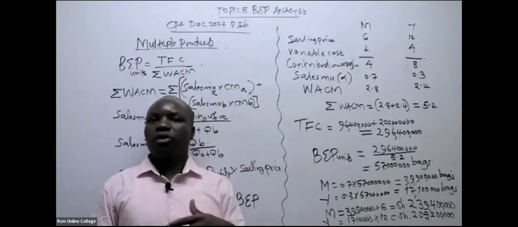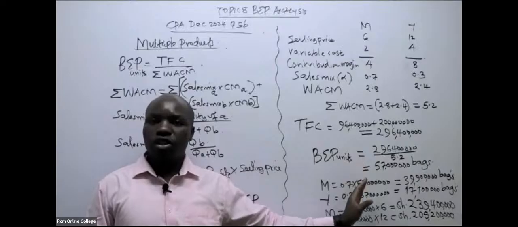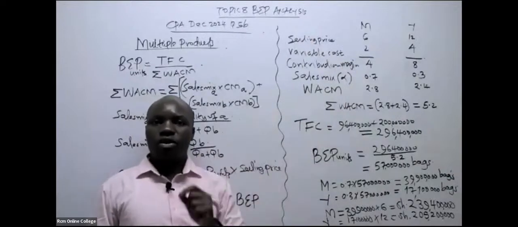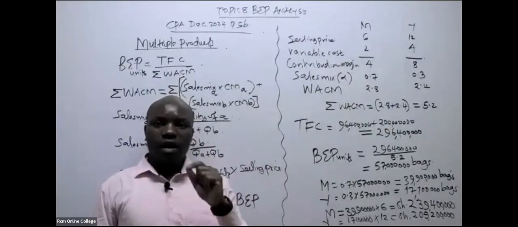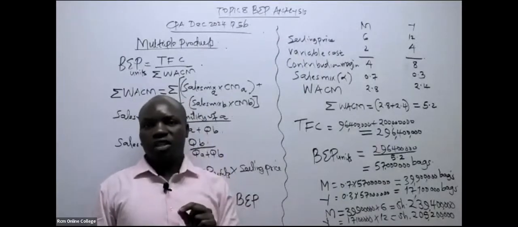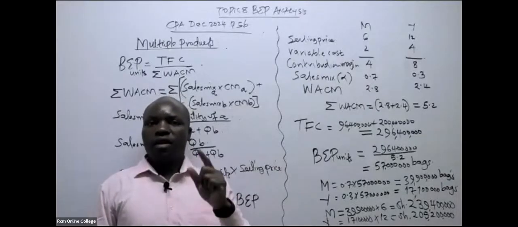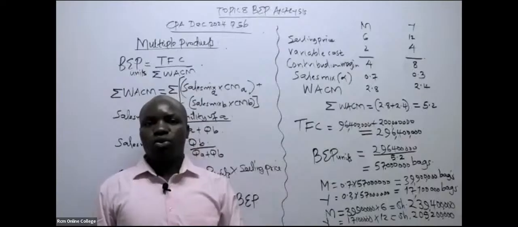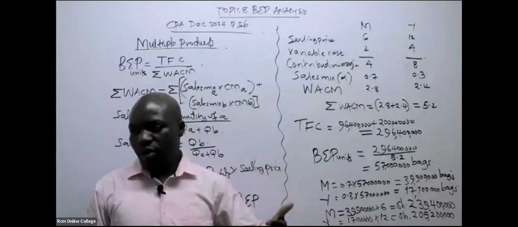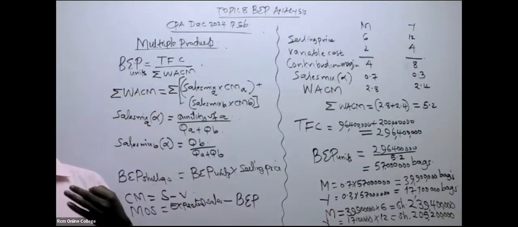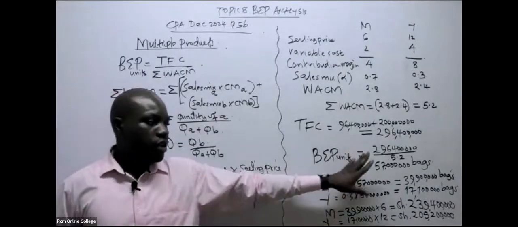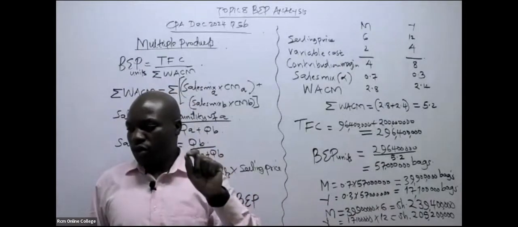How do we get break-even point in shillings? We must get the break-even point in units for the individual product, then multiply by its own selling price. That is why we took 39,900,000 multiplied by 6, and 17,100,000 multiplied by 12, to give us the break-even point in shillings for product Y. So that's how we get our break-even point in shillings and in units for multiple products. Now I want us to use this break-even point and see whether we'll be able to break even.